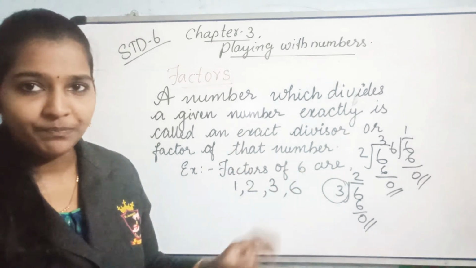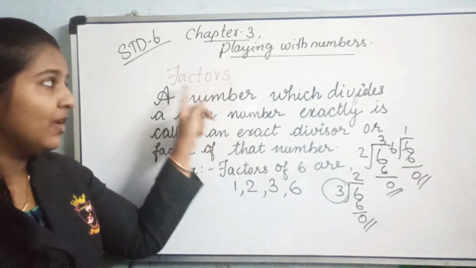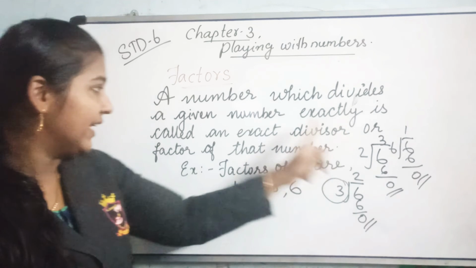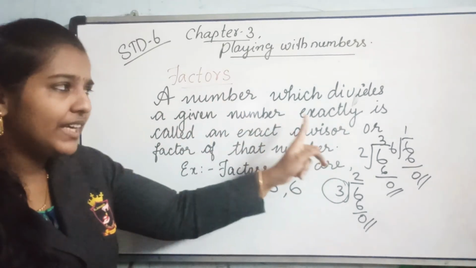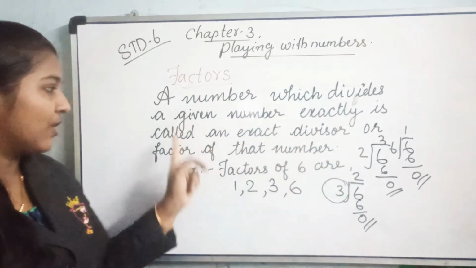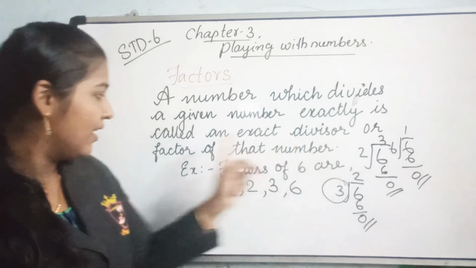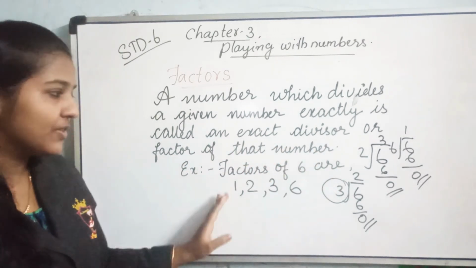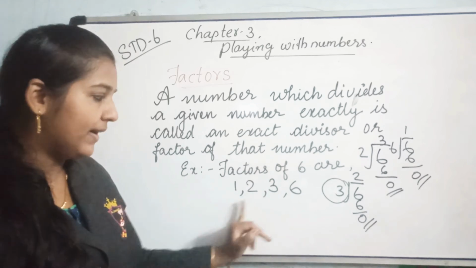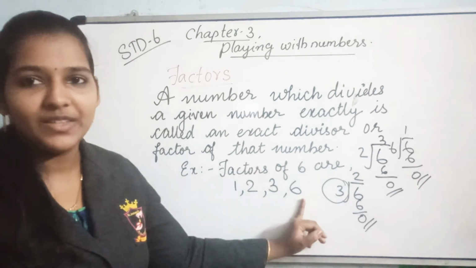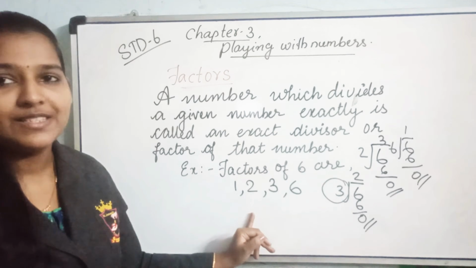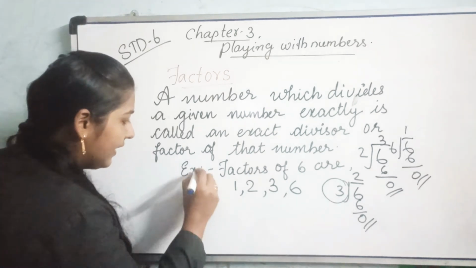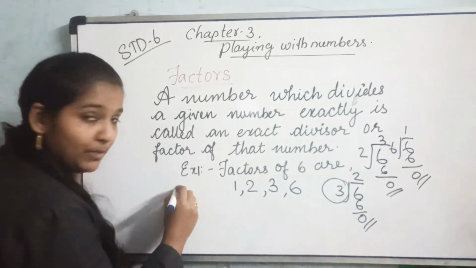Got it children? Now read it once again. What is a factor? A number which divides a given number exactly is called an exact divisor or factor of that number. So the factors of 6 are 1, 2, 3, 6. These are the factors of 6. Now let's check another example. This was example 1, and now example 2.